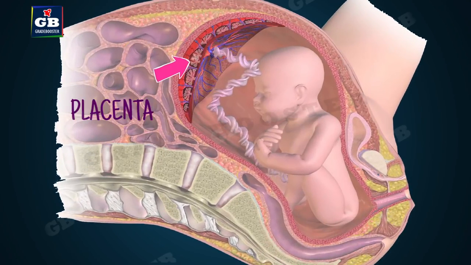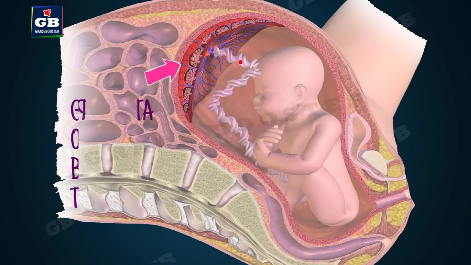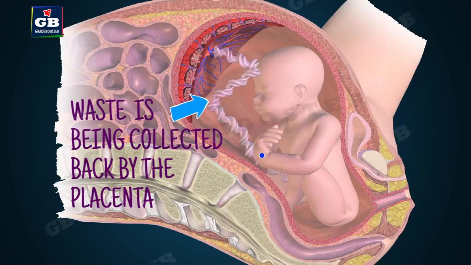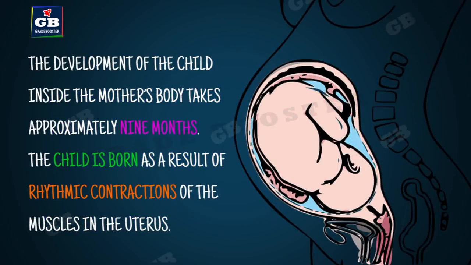Placenta is a special tissue that helps the embryo to get nutrition from the mother's blood. It is embedded in the uterine wall and provides glucose and oxygen to the embryo. Placenta also transfers the waste generated by the embryo into the mother's blood. The development of the child inside the mother's body takes approximately 9 months. This period is called the gestation period. The child is born as a result of rhythmic contractions of the muscles in the uterus.